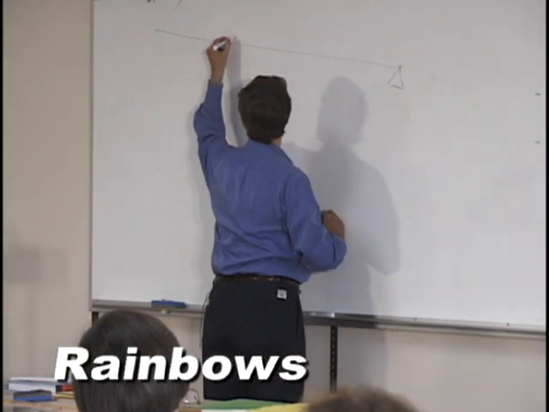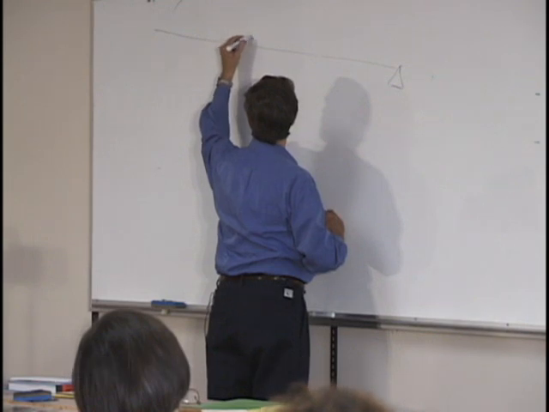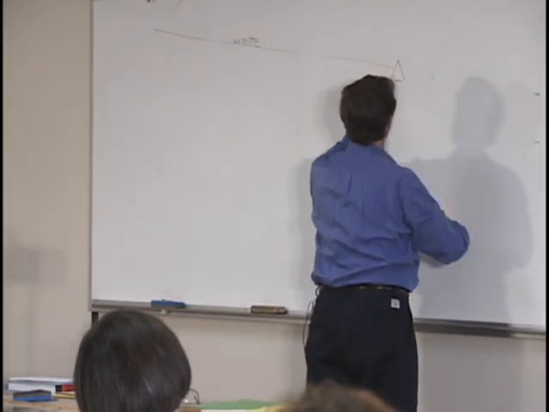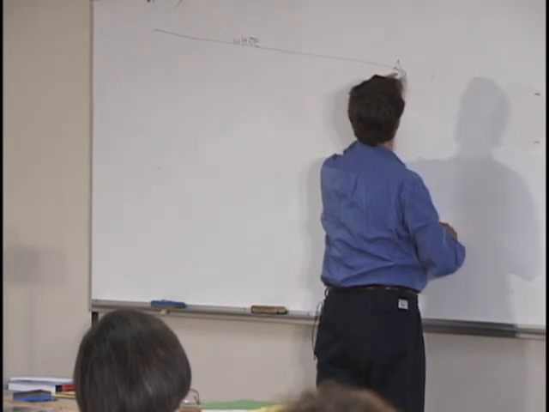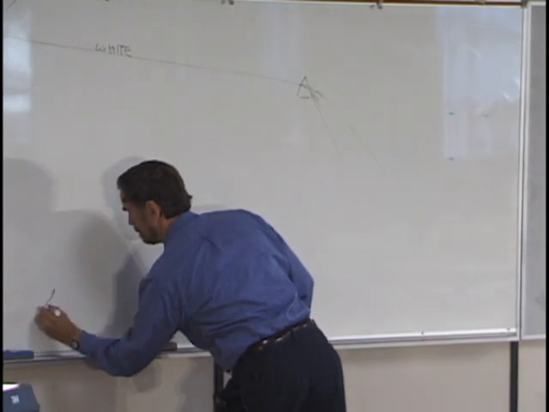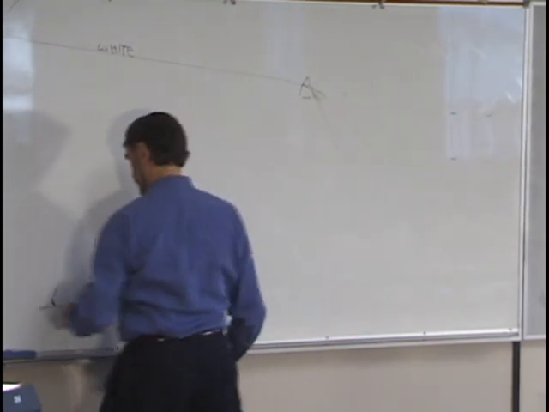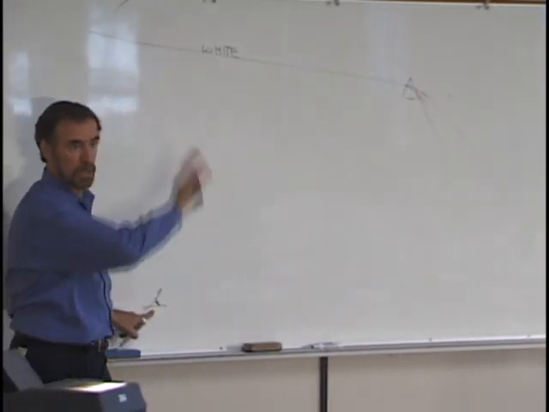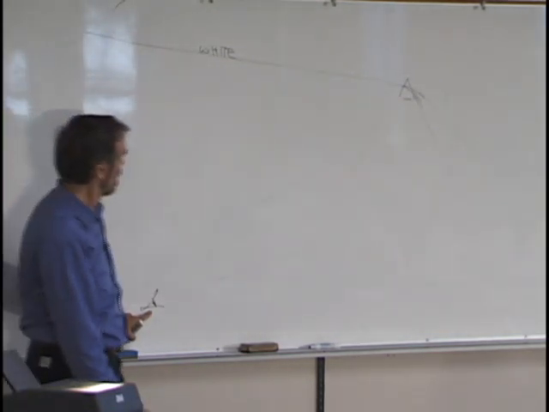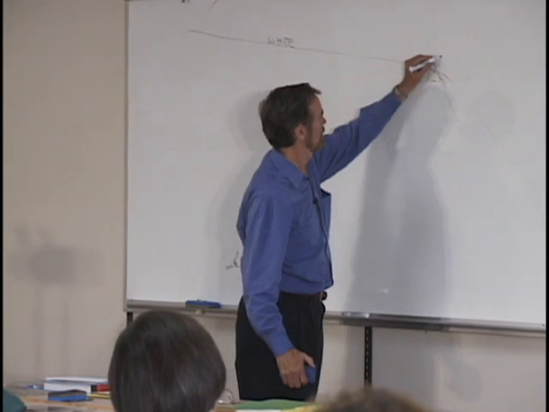Light's coming up here, hits the prism, and comes down here, and you have an observer over here. Does this observer over here see that splaying of light? Answer begins with the N. No. No, very good. But let's suppose you put a mirror over here.